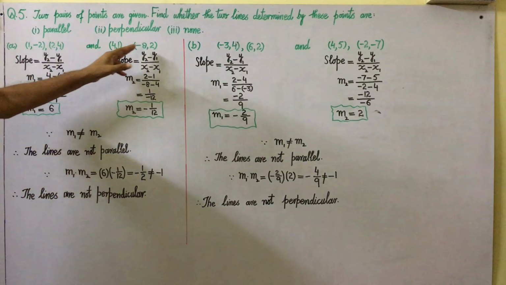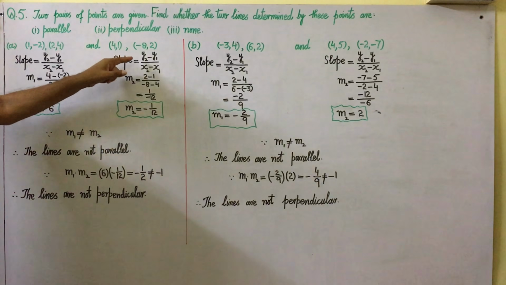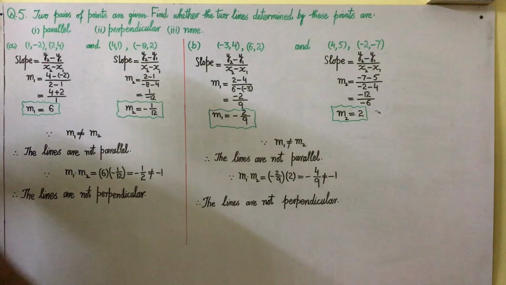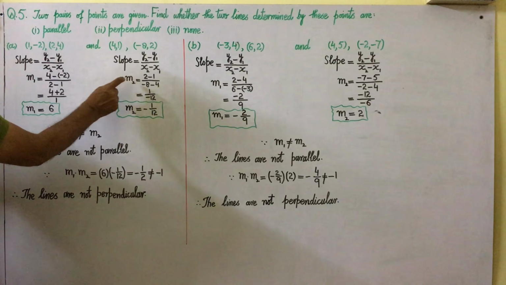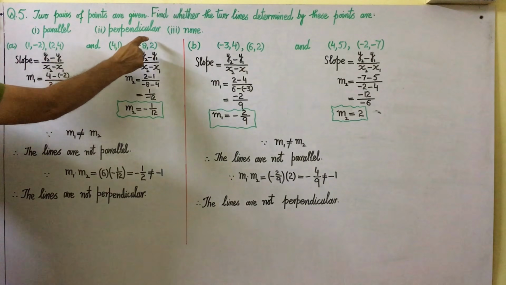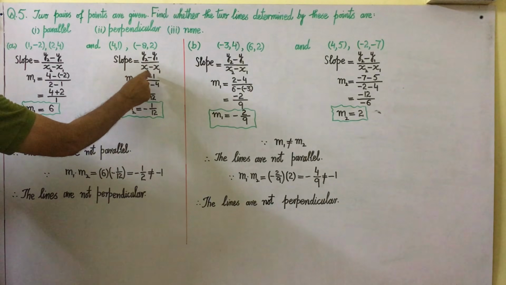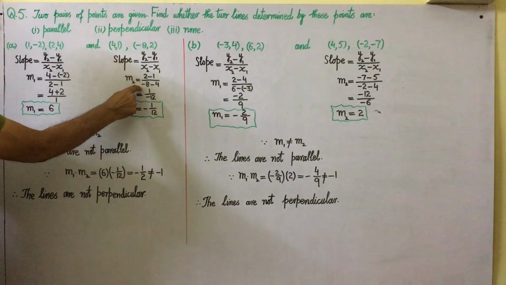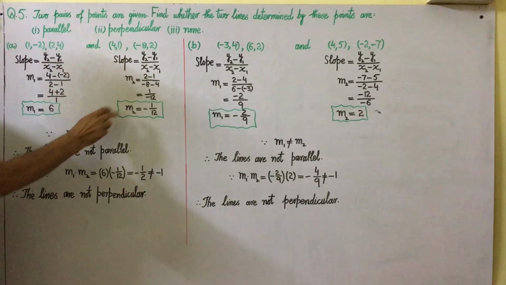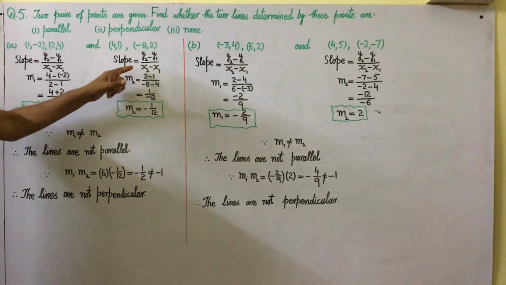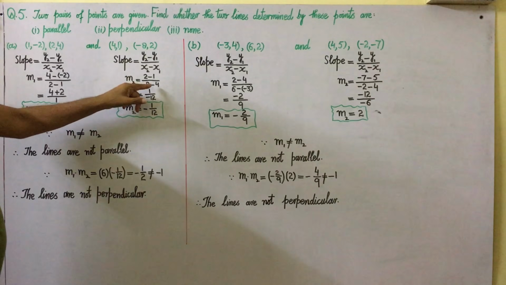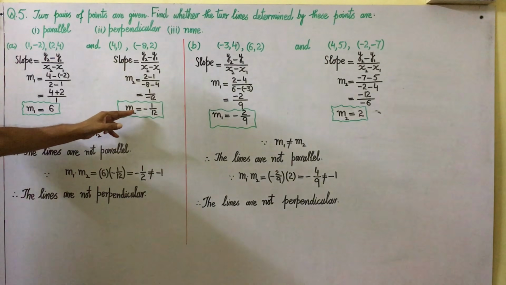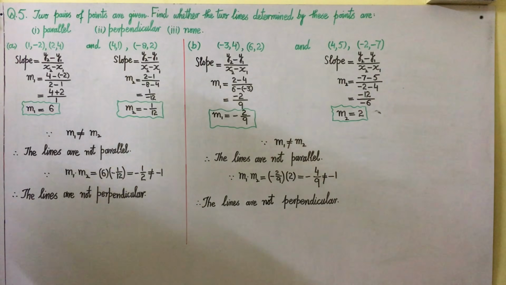Slope of second pair of points. Formula y2 minus y1 over x2 minus x1. Let slope of the second pair of points be m2. y2 is 2 minus y1 is 1. x2 is minus 8 minus x1 is 4. 2 minus 1 is 1. Minus 8 minus 4 is minus 12. So m2 is minus 1 over 12.